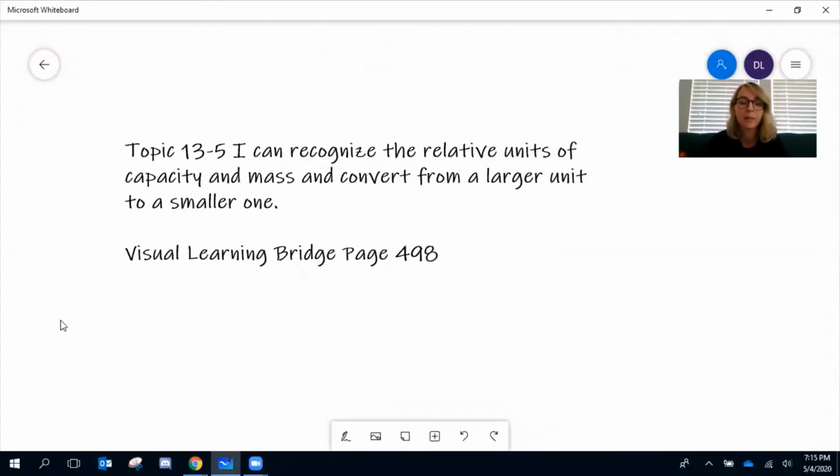In this lesson, you're going to be learning to recognize the relative units of capacity and mass and convert from a larger unit to a smaller one. We're going to get started with the visual learning bridge, so if you will turn in your Envisions book to page 498, or you can use the electronic copy that your teacher shared with you.